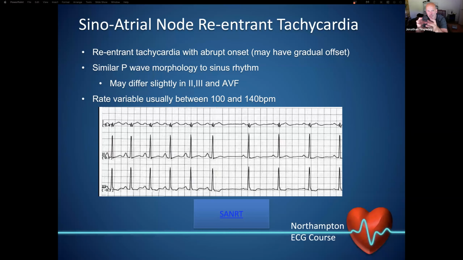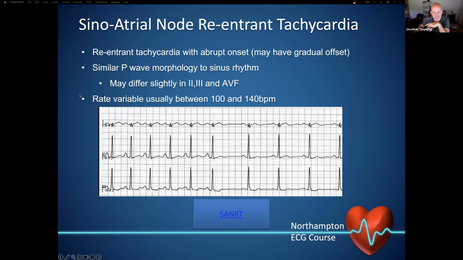This is a re-entrant tachycardia, so therefore it starts with an abrupt onset. It may have a gradual offset, and generally, because it is around the SA node, we end up with a very similar P-wave morphology to those in sinus rhythm. They may have some minor differences when we look in leads 2, 3 and AVF, but generally it ends up with a very similar morphology to that we see in sinus rhythm. The classical rate is actually 127 beats per minute. Why it's 127 beats per minute, I don't know. But the range is between 100 and 140 beats per minute.